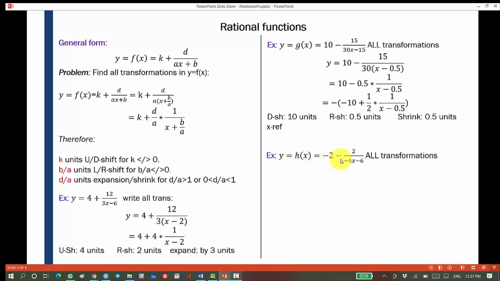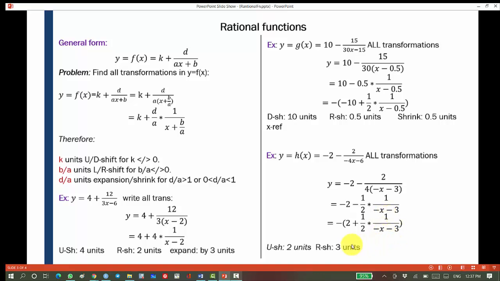h of x is 2 minus 4 over x minus 6. We again start with taking 4 as a common factor here, 4 times minus 6 minus 3. And then 2 over 4 is 1 over 2 times 1 over minus x minus 3. Taking minus 1 outside as a common factor, we get 2 plus 1 over 2 times 1 over minus x minus 3. As a result, we have 2 units shift upwards, 3 units shift right, shrink by 1 over 2 units, and of course, O reflection. Why O reflection? Because we have a y reflection here and an x reflection here. Putting them together, the y reflection of the x reflection is the O reflection.